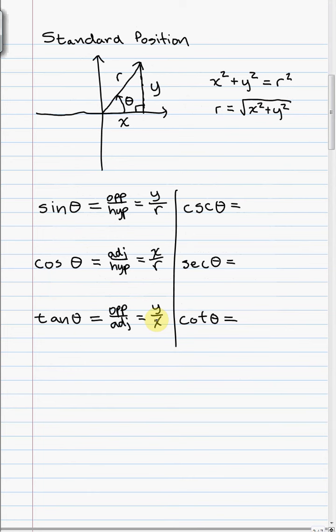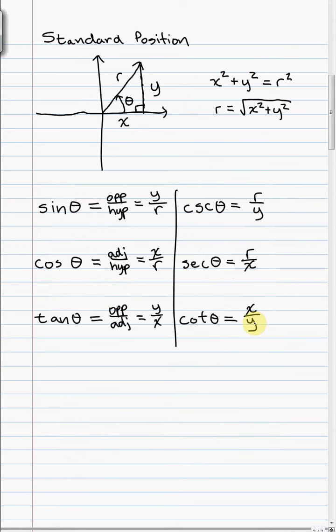Now cosecant is 1 over sine, so that's going to flip sine upside down. We're just going to get r over y. Secant is 1 over cosine, that's going to flip cosine upside down, r over x. And cotangent is going to flip tangent upside down, so x over y.